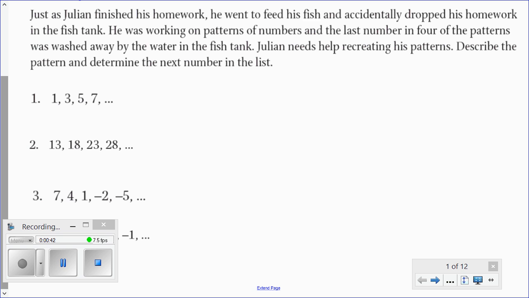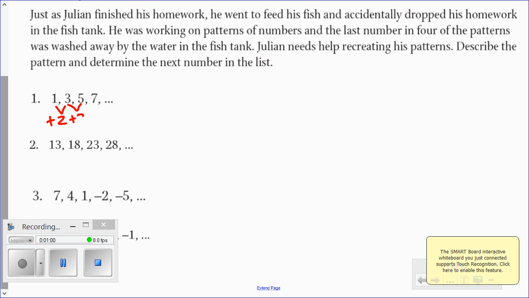Who wants to describe the pattern in problem number 1, and what would the next number be? Alessia. You're adding 2, and the next number will be 9. All right. Plus 2, plus 2, plus 2. So our next number would be 9. Nice.